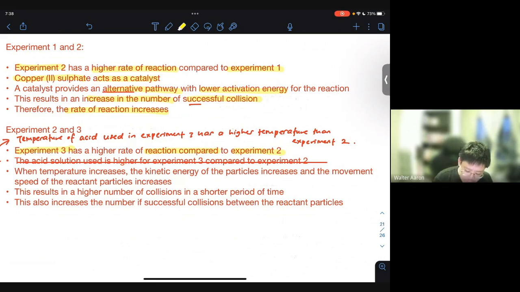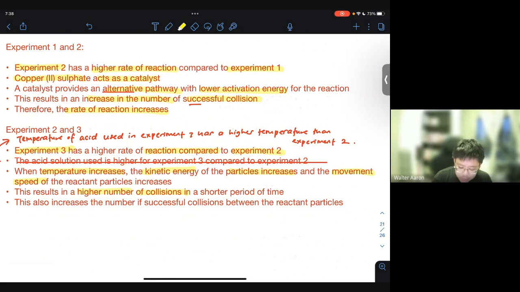So you say here, when temperature increases, the kinetic energy of the particles will increase, causing their movement speed to also increase. And because of that, when they move faster, means there's a higher number of collisions. For this case here, you can say number of collision because the particles are colliding, and because if you increase temperature, the movement speed of the particles increases. So of course they'll collide more often, right? So they do actually increase the number of collision in a shorter period of time.